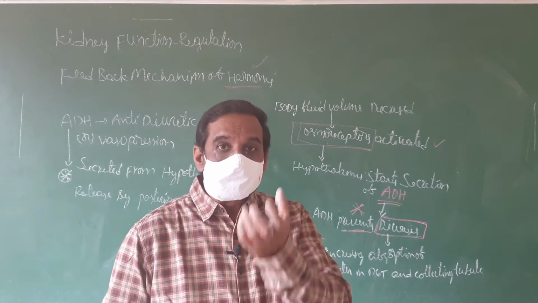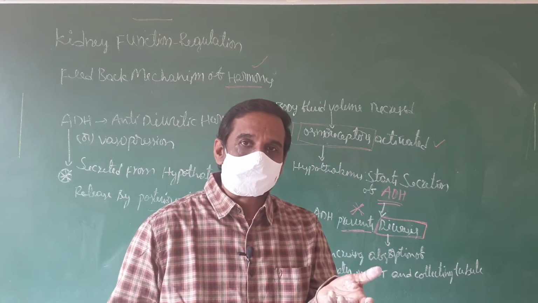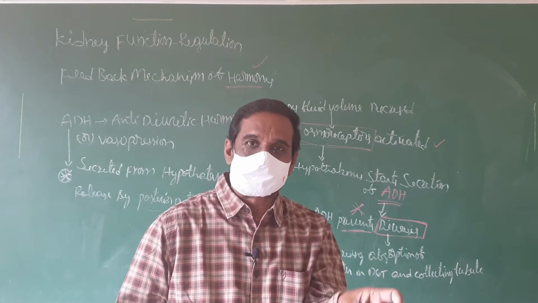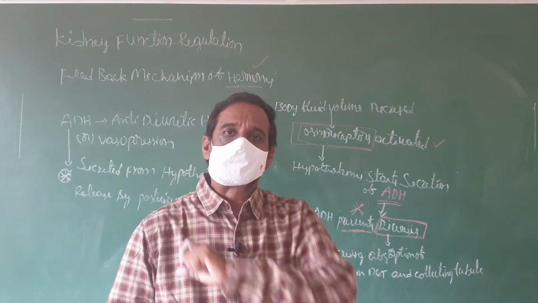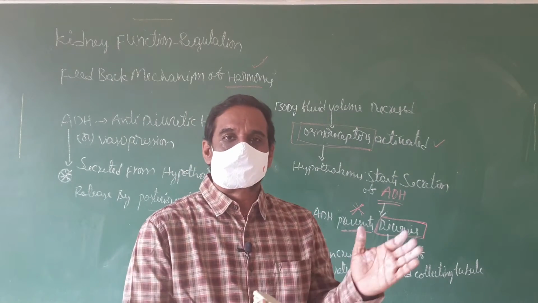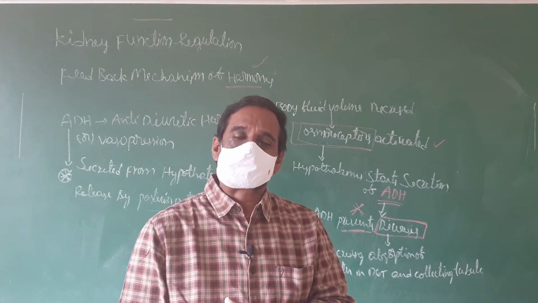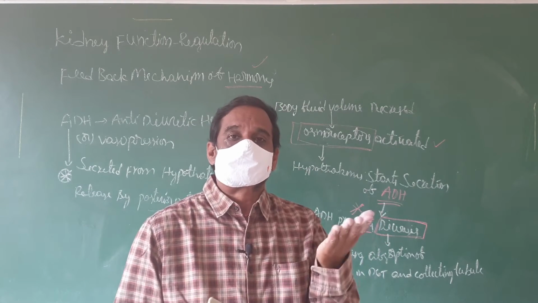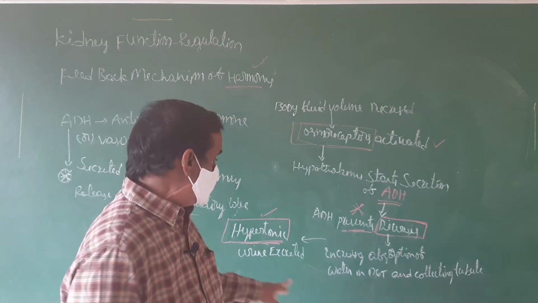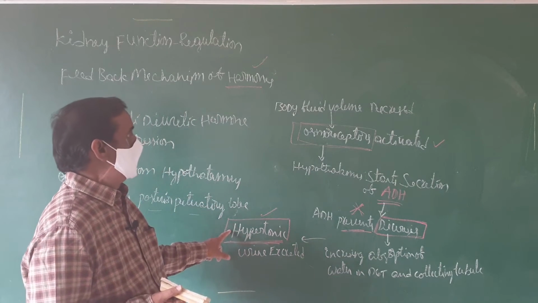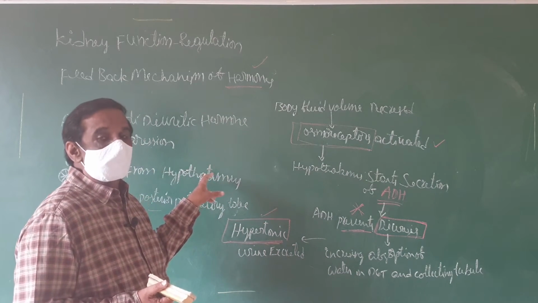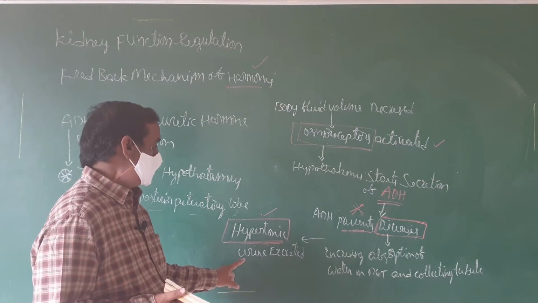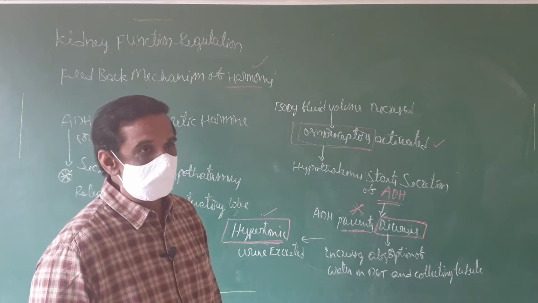How does it prevent diuresis? ADH increases the reabsorption of water in particular regions of the nephron. What are the particular regions? The distal convoluted tubule and collecting tubule. So water is conserved in that particular person's body. And what about urine? Urine gets more concentrated. That's why the finally excreted urine is hypertonic. By this hypothalamus secretion, by ADH, hypertonic urine will finally be excreted.